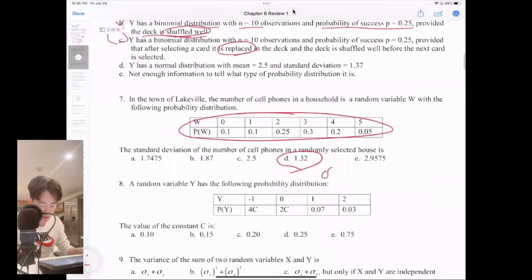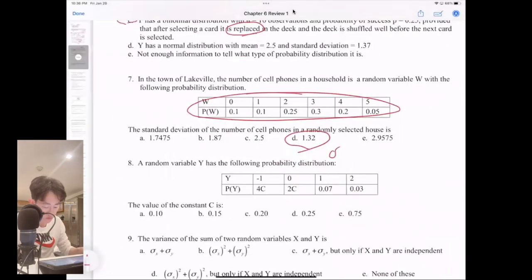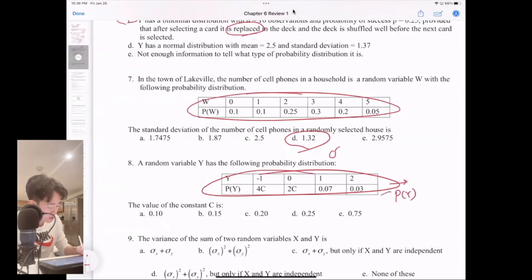Make sure you know what you're looking for. All right, number 8. A random variable Y has the probability distribution as such. Remember, to make this valid, the sum of all the probabilities of Y has to equal 1. I know this is not the correct notation, but adding all these numbers up has to be 100%.